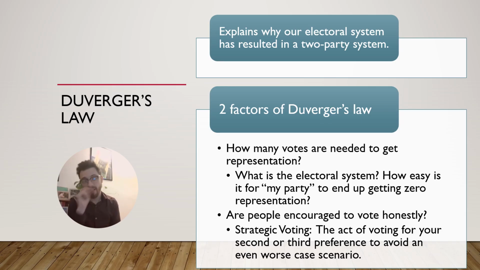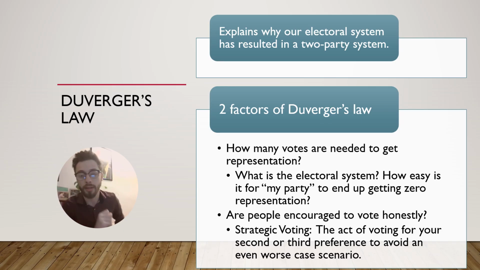So first, how many votes are needed to get representation? This you can see in proportional representation systems, which we do not have in the United States. Sometimes they need only as little as 5% to be represented within government on some level. So if you only need 5% of the vote to have representation, you are encouraged to vote more honestly, because all you need is 5% of the general population to align with you for you to, in a sense, win the election.